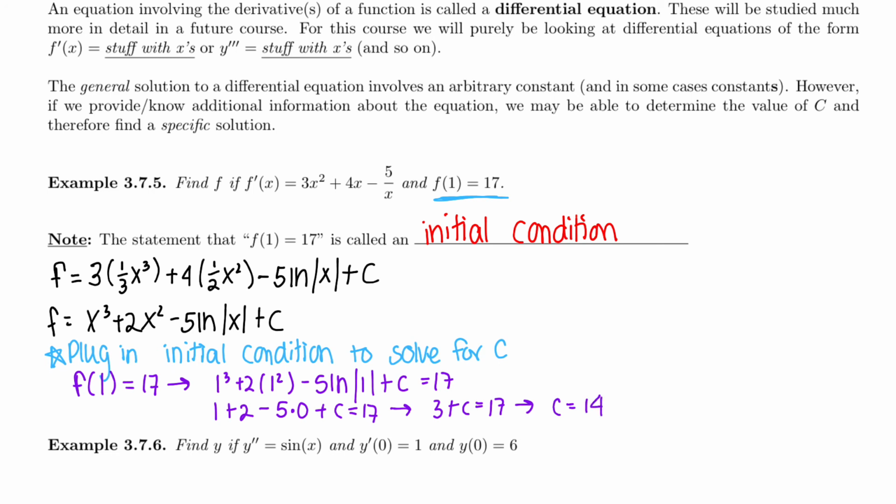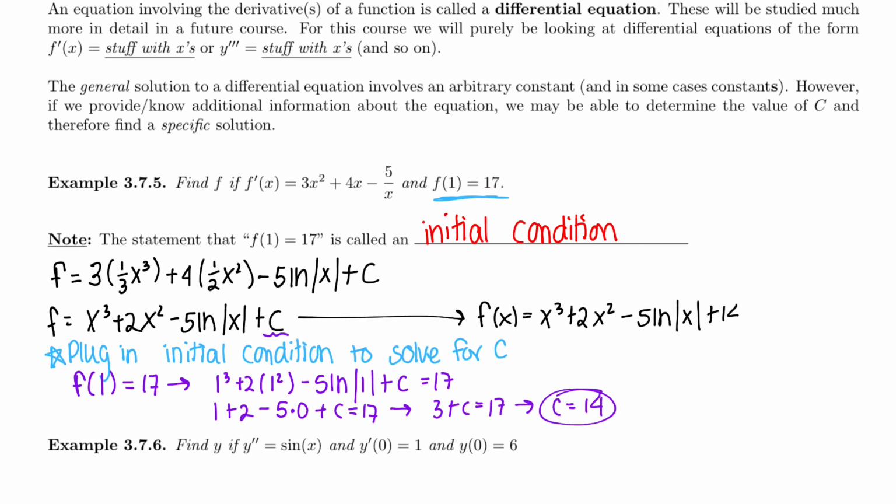So we have all the information now. We can take this c and plug it in for this c up here. So your final answer of what f of x is equal to is x cubed plus 2x squared minus 5 ln absolute value of x plus 14. So you don't have a plus c anymore. You have information about that original equation, so you're able to plug in that c value.